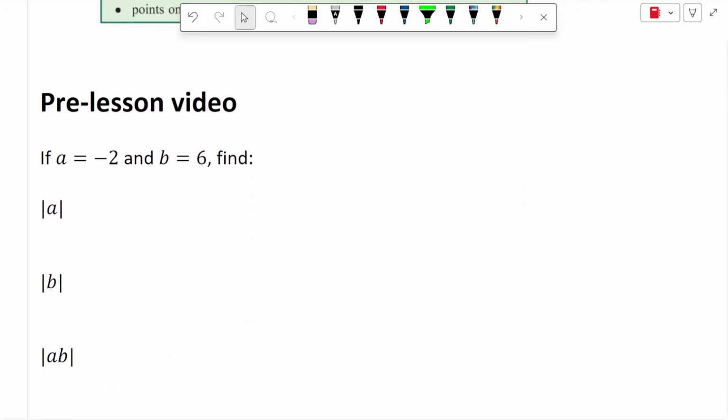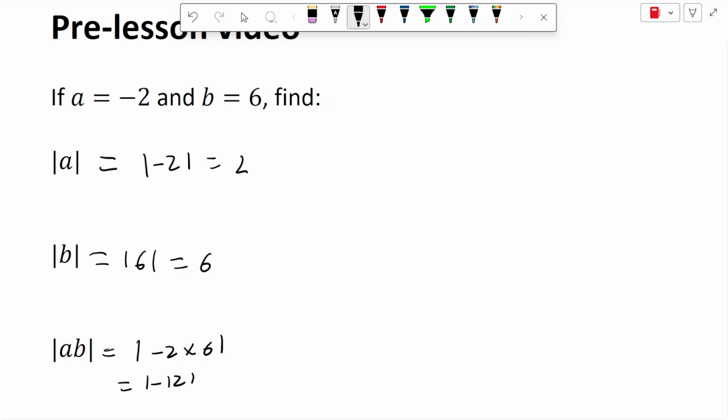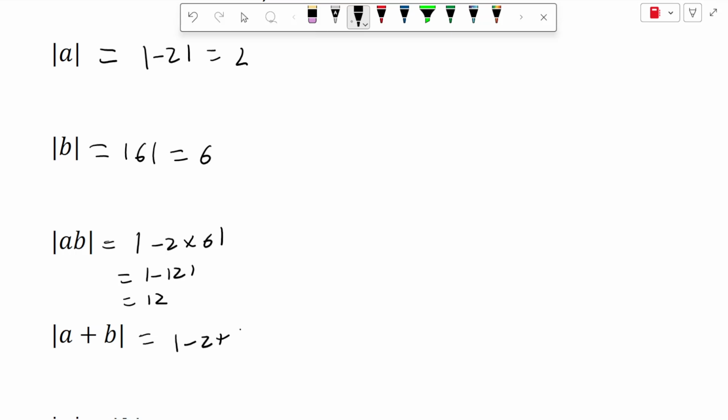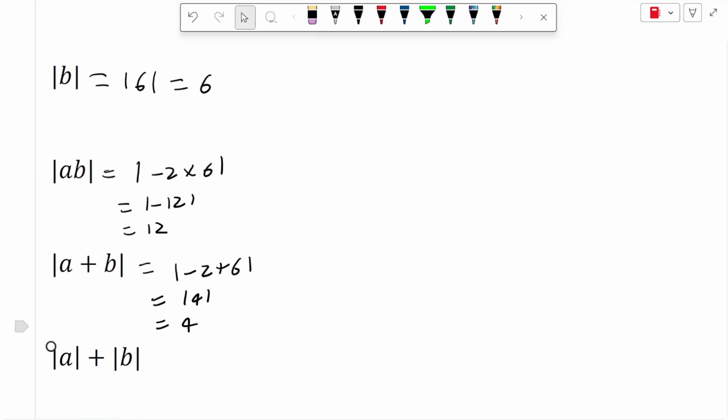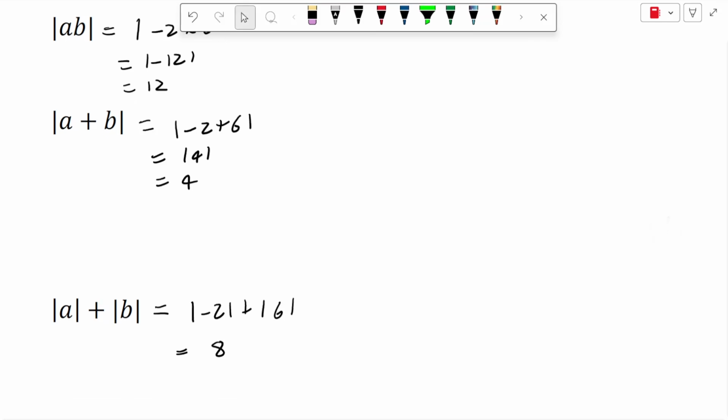Okay, so if a is minus 2 and b is 6, we'll find all these things. Mod a is mod minus 2, which is 2. Mod b is mod 6, which is 6. Mod of ab is mod of minus 2 times 6, which is mod of minus 12, which is 12. Mod of a plus b is mod of minus 2 plus 6, which is mod of 4, which is 4. Mod of a plus mod of b is mod of minus 2 plus mod of 6, which is going to be 8. Well, 2 plus 6, I should do the middle step, which is 8.